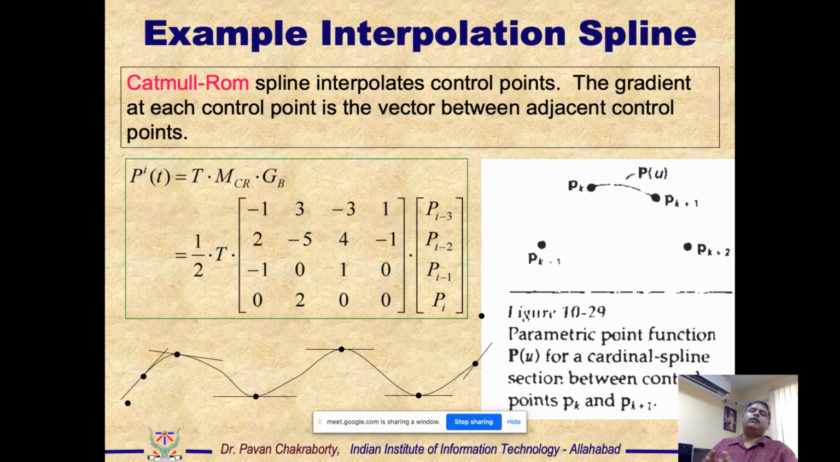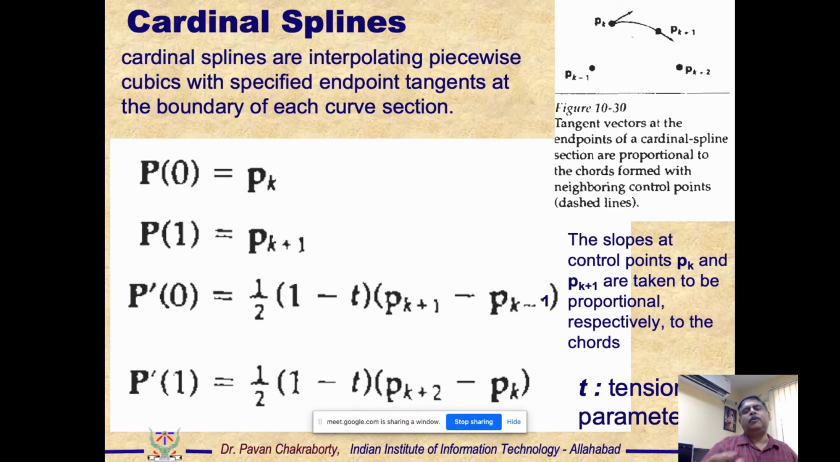So that was about Bézier polynomial. Apart from Bézier polynomial, we have other polynomials like the Catmull-Rom polynomial. Now in the Catmull-Rom polynomial, it is like the Bézier polynomial, but we have put some constraints. For instance, in the Cardinal spline, I have a tension parameter, and this tension parameter comes in the derivative term.